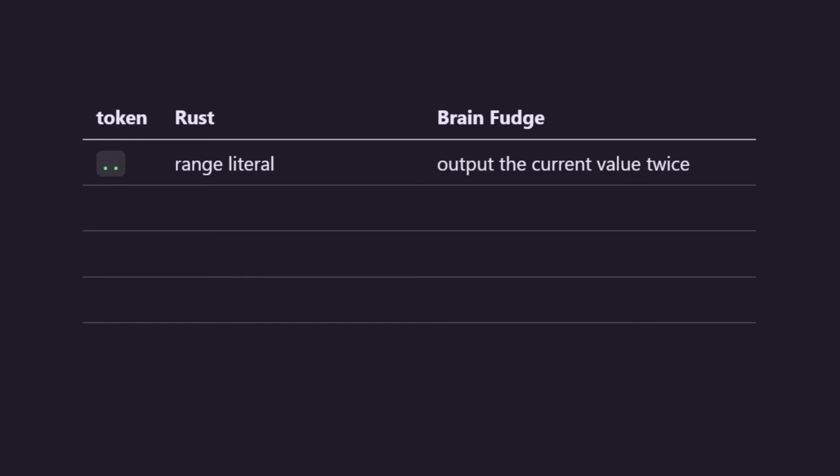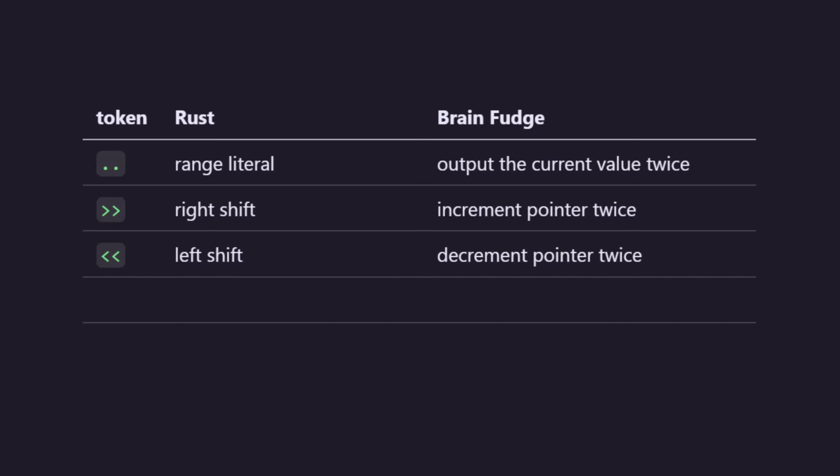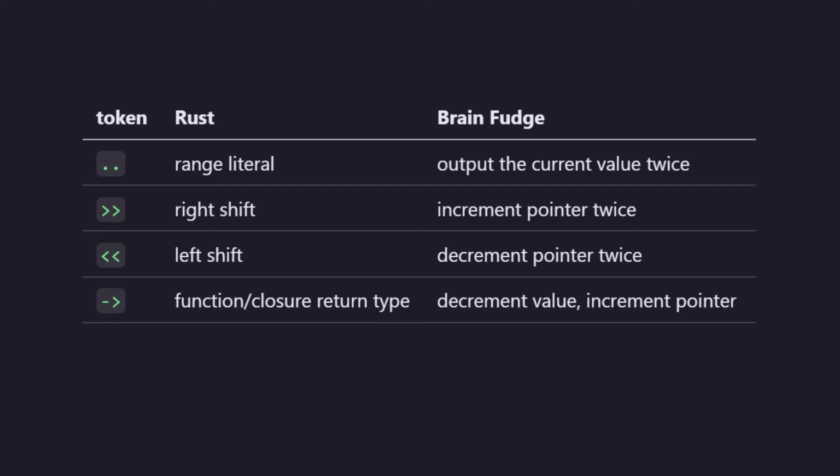Dot dot in Rust is a range literal, but in brainfudge it means output the current value twice. Greater than in Rust is a right shift operator, but in brainfudge it means increment the pointer twice. Less than in Rust is a left shift operator, but in brainfudge it means decrement the pointer twice. Dash greater than in Rust is used when writing function return types. In brainfudge it means decrement the value at the pointer, then increment the pointer. Less than dash in Rust isn't used currently, but it is reserved. In brainfudge, it means decrement the pointer, then decrement the value. So unfortunately, we need to take care of these special cases.